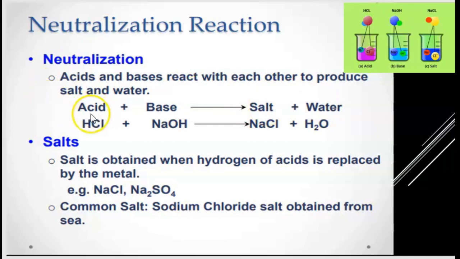For example, I am taking the acid as HCl and the base as sodium hydroxide. Here the OH minus ion, that means the hydroxide ion, combines with the hydrogen ion of the acid and forms water along with salt. The salt is actually obtained when hydrogen of the acid is replaced by metal. Here hydrogen is replaced by metal, then you will get sodium chloride.